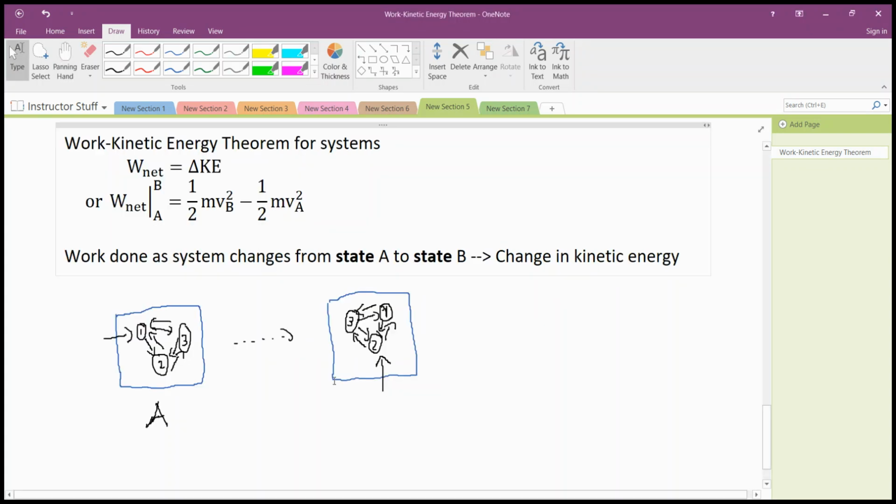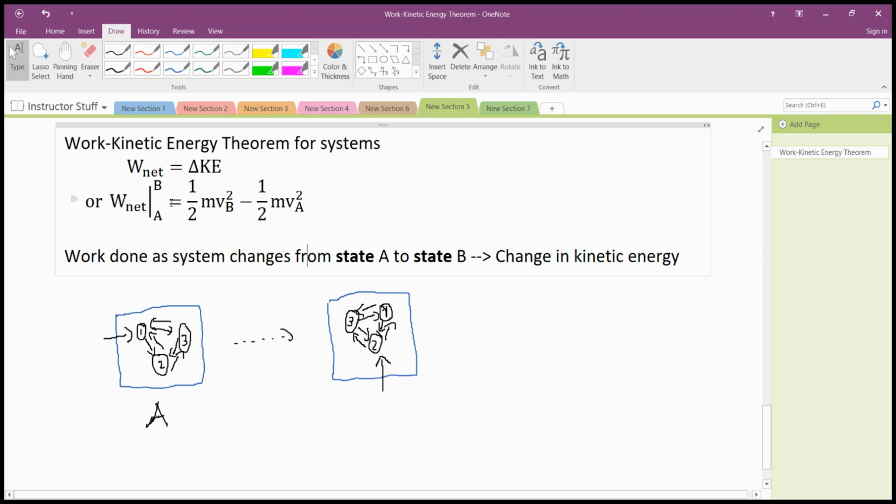In general, then, we can write the work kinetic energy theorem for systems in a simplified form as net work equals change in kinetic energy, where now we understand net work to mean all the work done by objects in our system and all the work done by external forces on the objects in our system. We add it all up together, and then we add up all the changes in kinetic energy of all our objects in our system and set them equal to each other. And this will happen as the system changes from state A to state B.